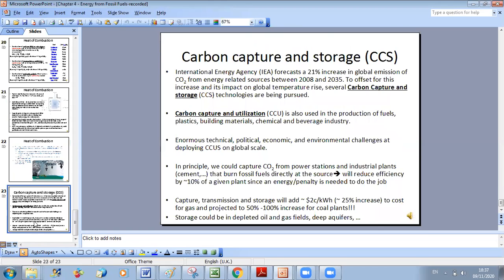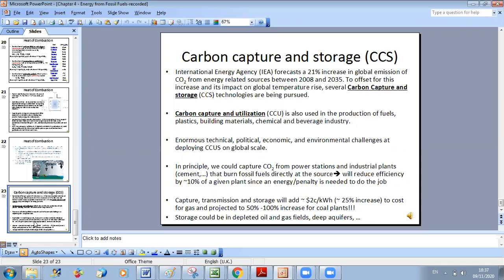Now, other strategies to reduce the harmful effect of combustion are carbon capture and storage. And this is one of the topics of your projects. I don't know if someone chose this topic, but it's a really important topic and it is currently under research.